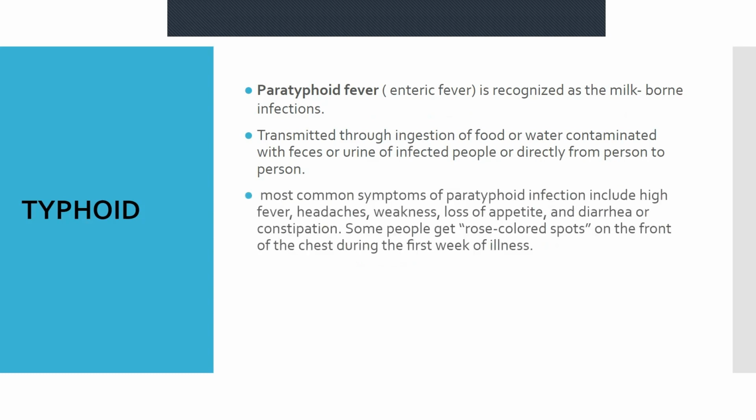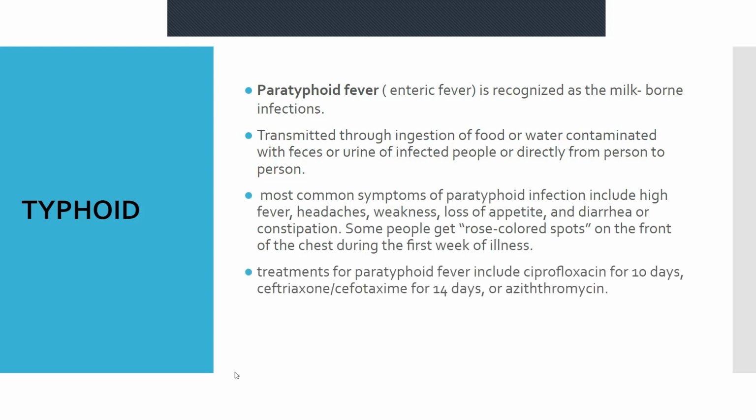The most common symptoms of paratyphoid infection include high fever, headaches, weight loss, loss of appetite, weakness, or constipation. Some people, rarely, get rose-colored spots on their chest in the first week of illness. The treatment of paratyphoid fever includes ciprofloxacin for 10 days and azithromycin. Pasteurization is the best way to eliminate the Salmonella typhi and paratyphi bacteria, which are responsible for paratyphoid fever.